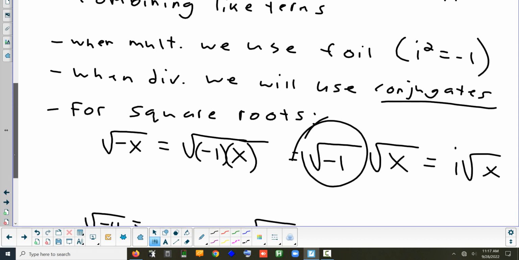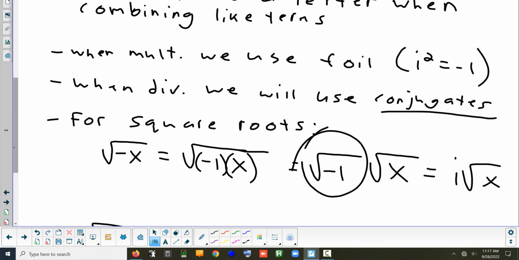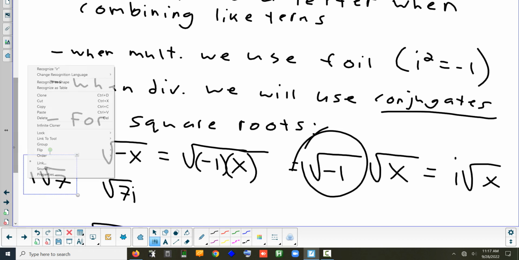Couple things about the notation. When you have a square root that you can't simplify, like square root of 7, you would write it with the i in the front. We don't want to put the i after a square root, because if you do that, why would it not be a good idea to do that? Yeah? It looks like i is under it. Yeah, it looks like i is under it. So if you put the i before it, then it eliminates any confusion where the i is. So always put the i before a square root.